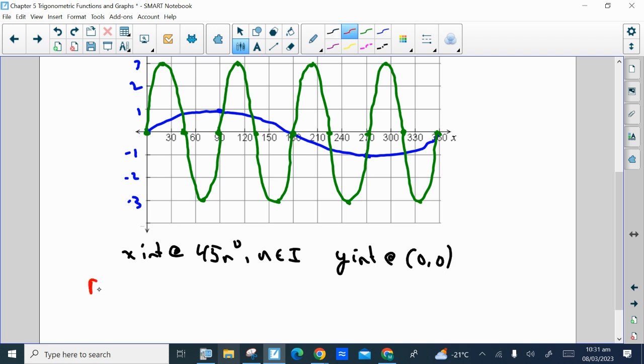Our domain hasn't changed. It'll always be from negative infinity to positive infinity for the graphs of sine and cos. But our range changed because it's dependent on the amplitude.